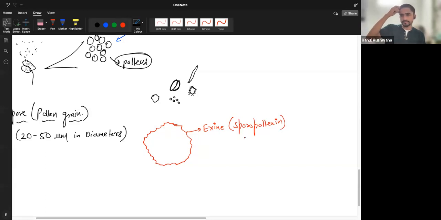Now, there's a problem. You do want transfer of nucleus to happen from a pollen grain to the stigma. But if you use exine to make the outer covering, how do you think, when nothing can break it, the nucleus is going to come out of the pollen and go inside the pistil and fertilize the egg cell there? Any idea?